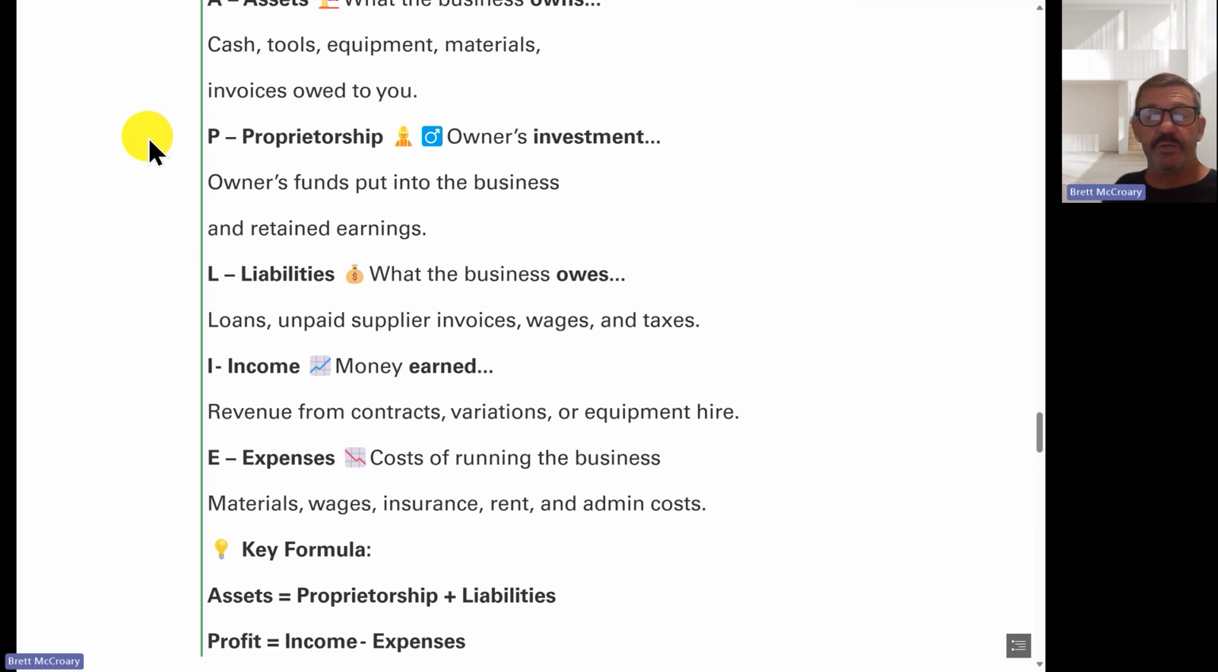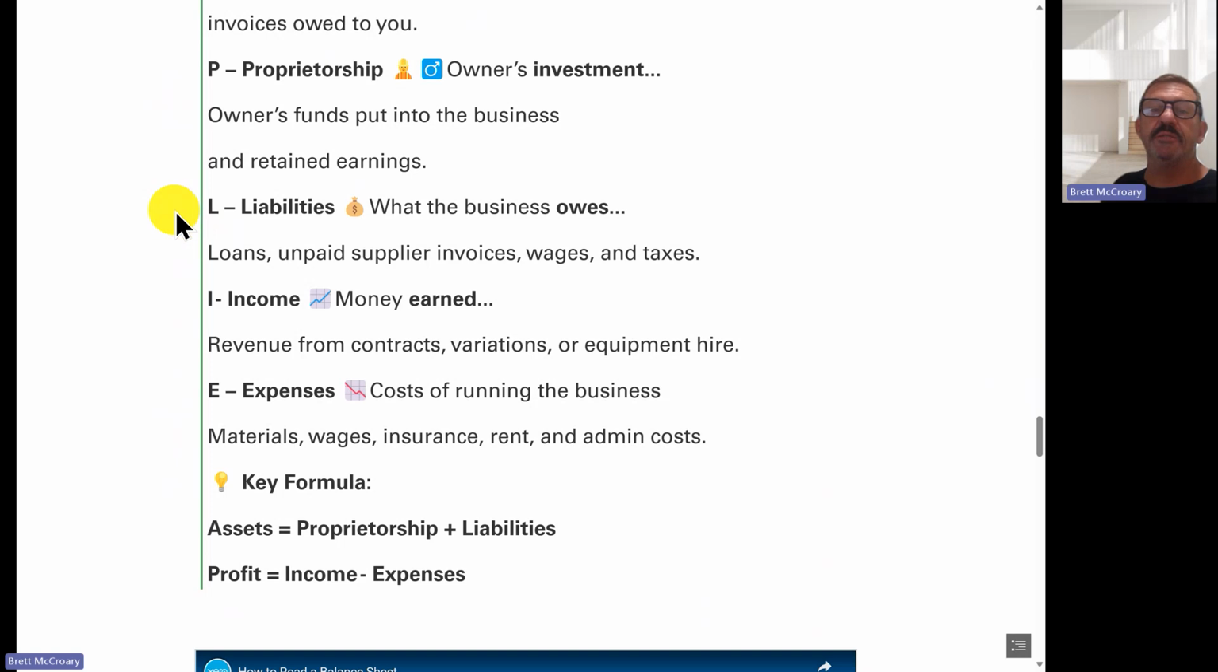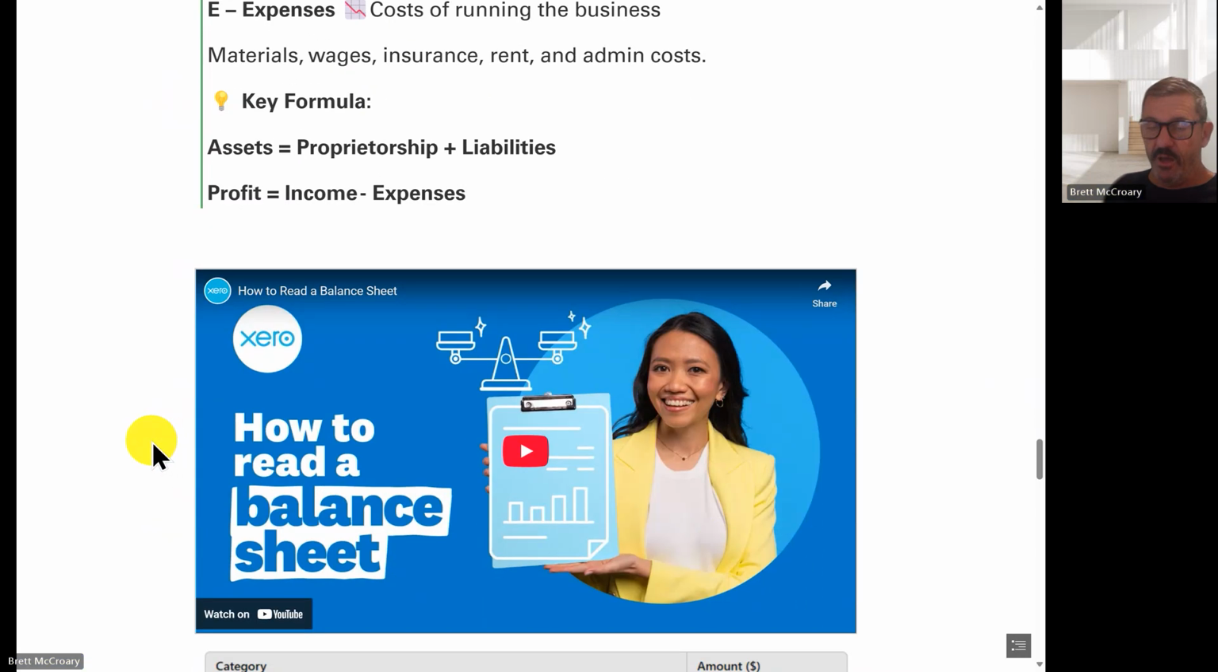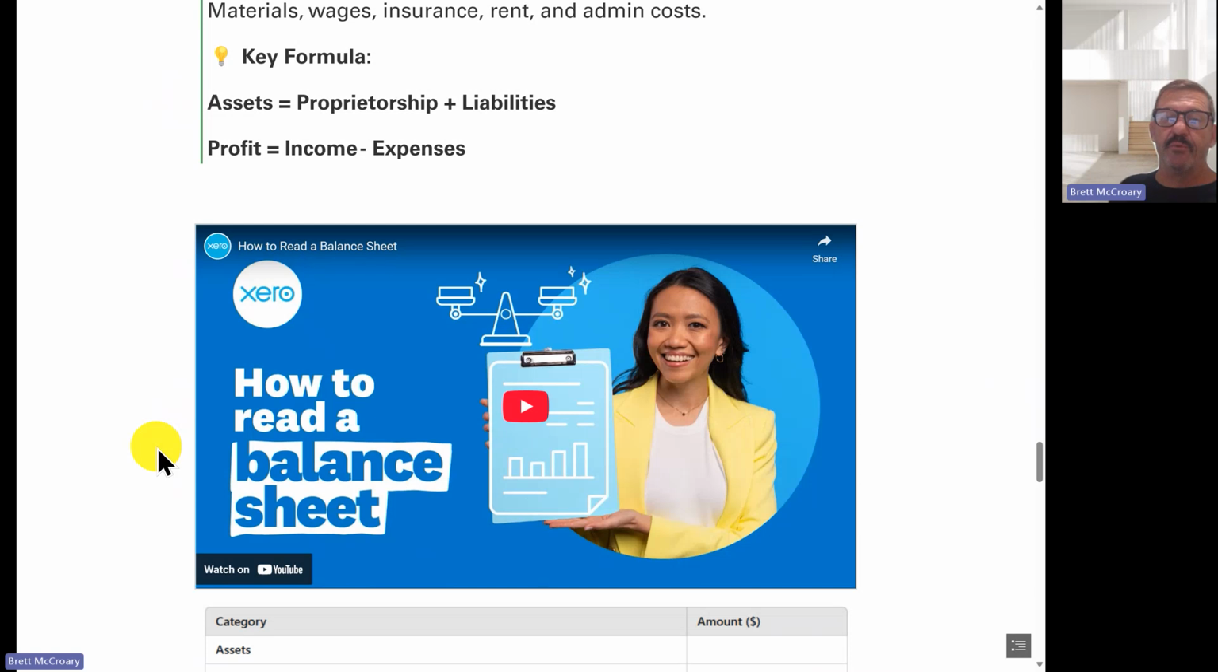I always find it actually quite difficult to get my head around. Liabilities, what the business owes: loans, unpaid supplier invoices, wages, and taxes. Income, money earned, so revenue from contracts, variations, or equipment hire. Expenses, cost of running the business: materials, wages, and so forth. Remember the key formula. Assets equals proprietorship plus liabilities, and profit is your income minus your expenses. I'll put another link in the description, how to read a balance sheet.